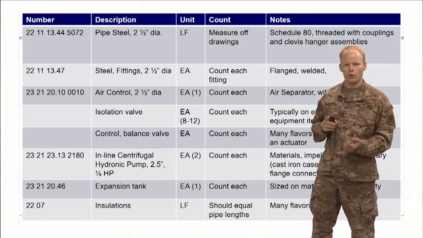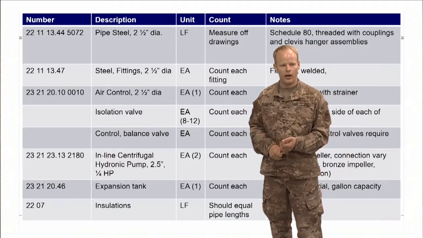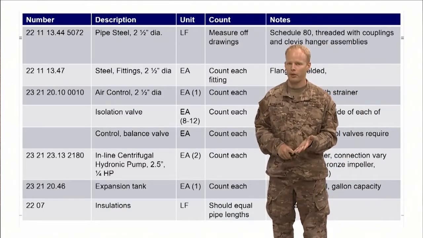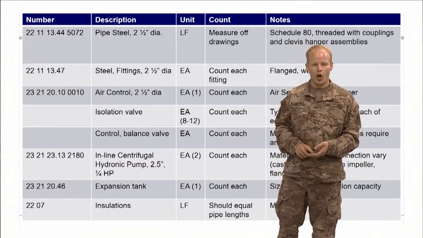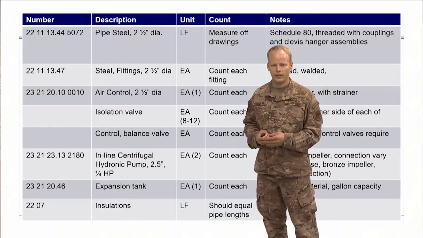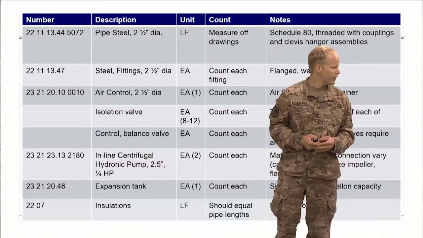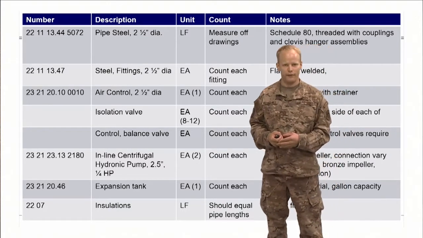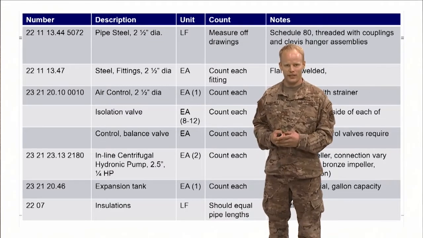So go through, read how thick is the pipe, what size is the pipe, what material is the pipe. Is it copper, is it steel, is it iron, is it PVC? All different things that would go into choosing this pipe. Then over beneath it, you have your steel fittings, 2.5-inch diameters. Once again, you're going to count each of these in there.